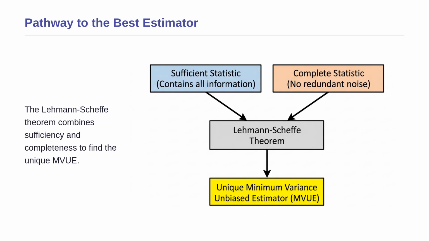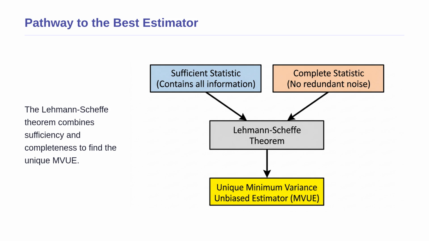Let us visualize how these concepts work together to give us the best possible estimator. On the screen, you see a flowchart representing the Lehmann-Scheffé theorem. At the top left, we have the sufficient statistic, which ensures we have extracted all the useful information from our data. At the top right, we have the complete statistic, which ensures there is no redundant noise or wiggle room. When you combine these two properties and pass them through the Lehmann-Scheffé theorem, represented by the middle box, you arrive at the ultimate goal at the bottom, the unique minimum variance unbiased estimator, or MVUE.